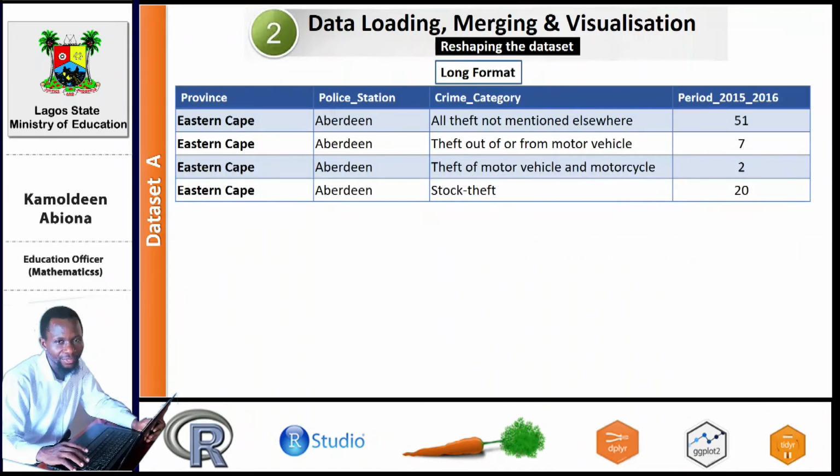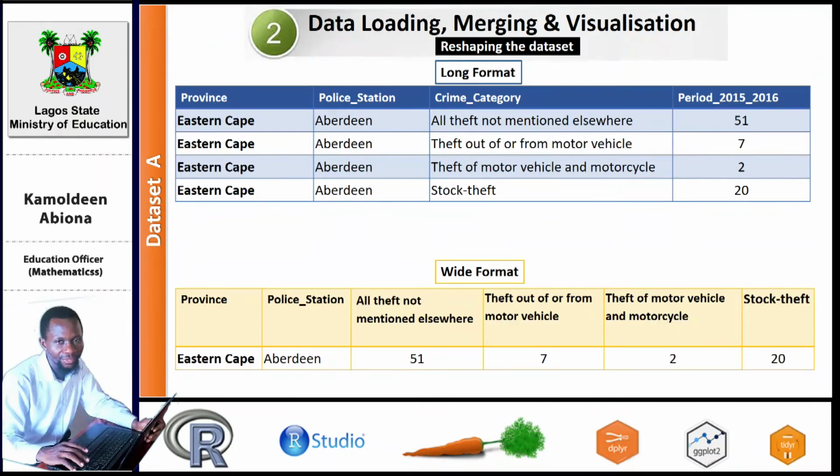The next thing is that we need to reshape the data set. The 30,000 plus observations is a lot. Let's see how we can reduce it. To do that, we need to reshape the data set. How can we change the long format to a wide format so as to reduce the number of rows, so that all the police stations can be grouped, and we have a police station and then different crime rates or crime categories? That is what we want to do here.